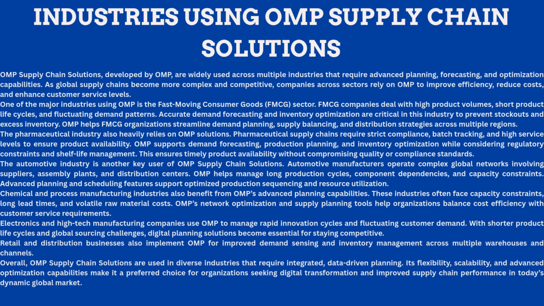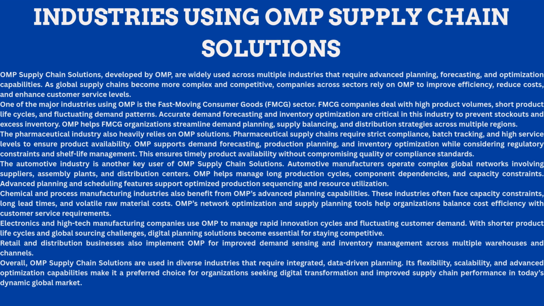The automotive industry is another key user of OMP supply chain solutions. Automotive manufacturers operate complex global networks involving suppliers, assembly plants, and distribution centers. OMP helps manage long production cycles, component dependencies, and capacity constraints. Advanced planning and scheduling features support optimized production sequencing and resource utilization.